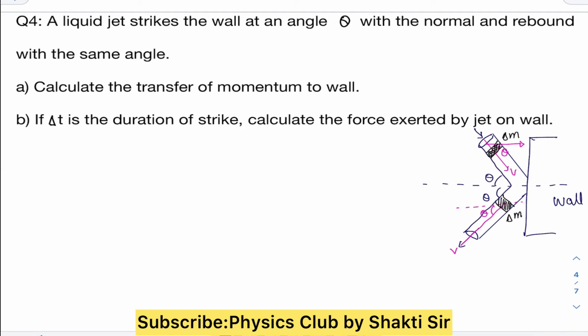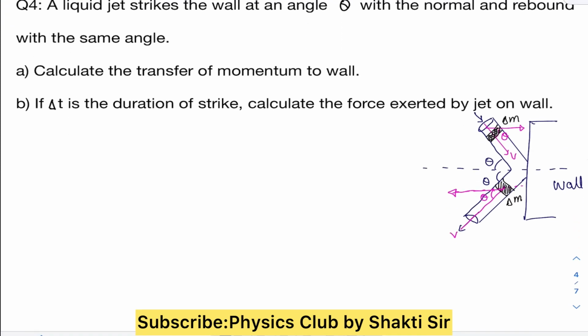Calculate the transfer of momentum to the wall. This transfer of momentum is nothing but the change in momentum. We will calculate the change in momentum along the x-axis. As you see, initially the momentum before it hits the wall is toward the positive side, or right-hand side, along the x-axis, and the final momentum is along the negative x-axis. But the y component before and after remains the same, in the downward direction. It means there is no change in momentum along the y-axis; there is only a change in momentum along the x-axis, because initially it is along the positive x-axis and after the strike it is along the negative x-axis.